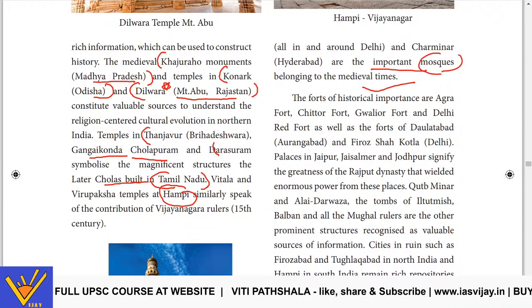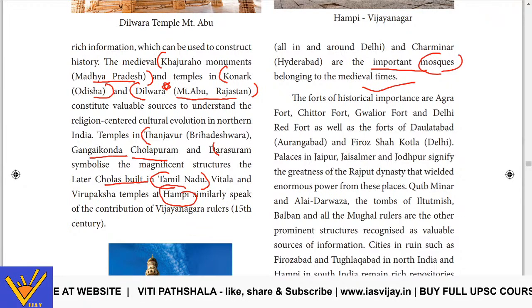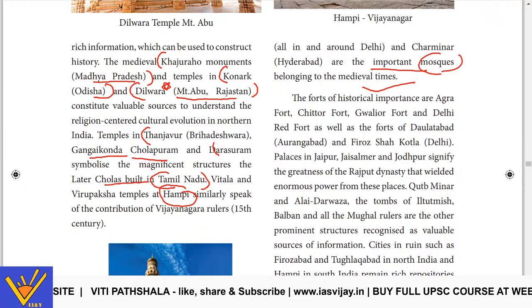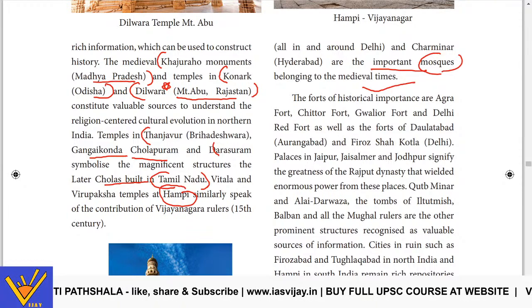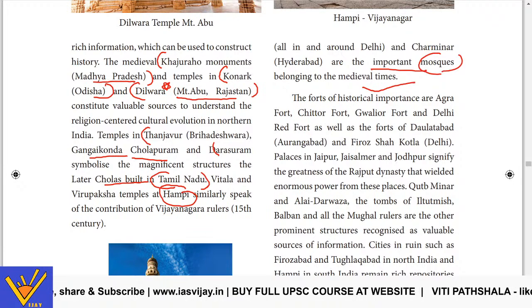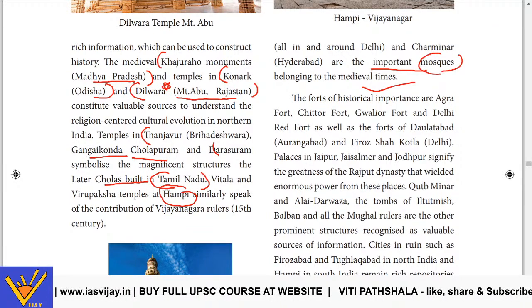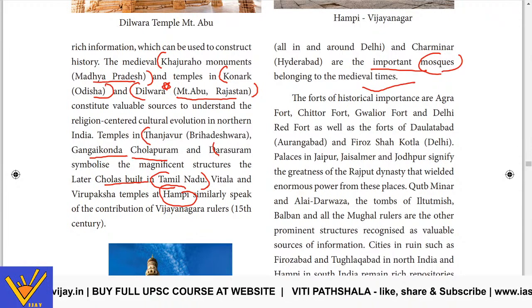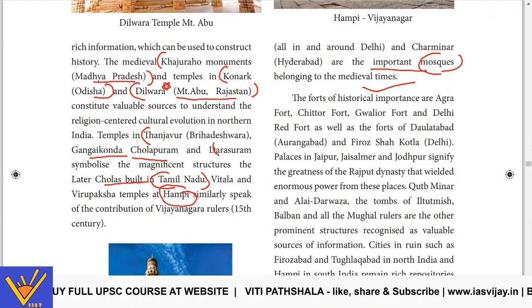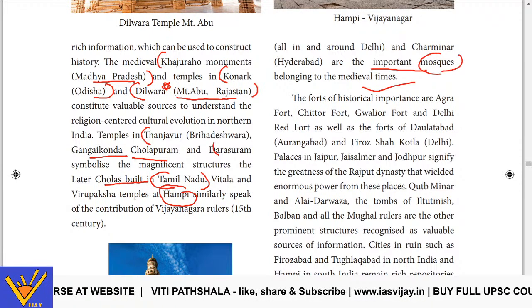ये medieval time को belong करती हैं. Now, the forts of historical importance are like the Agra Fort, Chittor Fort, Gwalior Fort, and the Delhi Red Fort, as made by Akbar. Then his successors also made them. And one of the contributions goes to Shahjahan. Shahjahan built a large number of forts. Now, Red Fort as well as Daulatabad, Aurangabad and the Firoz Shah Kotla, Delhi.